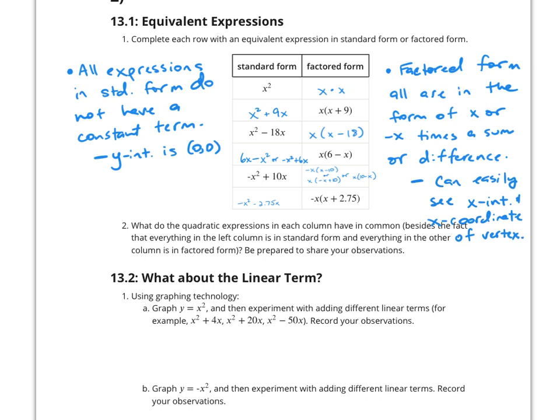So remember, we have looked at how the constant term and the coefficient of the squared term affect the features of the graph representing a quadratic function in previous lessons. Now we're going to explore how the linear term influences the graph. So let's move on to the next activity.